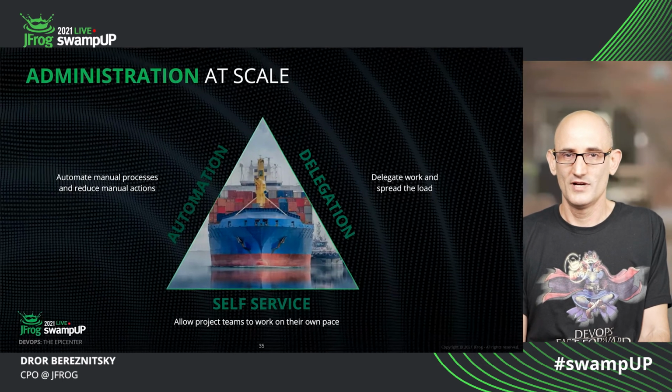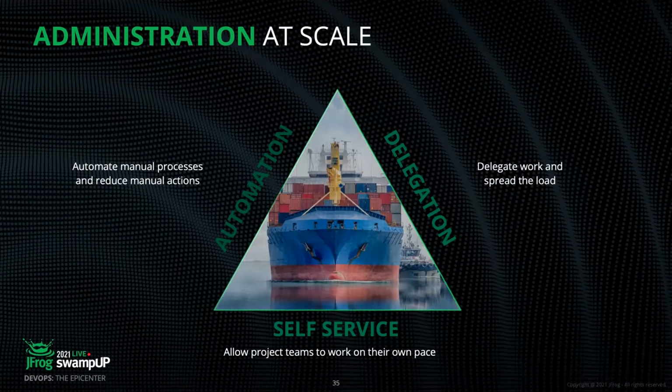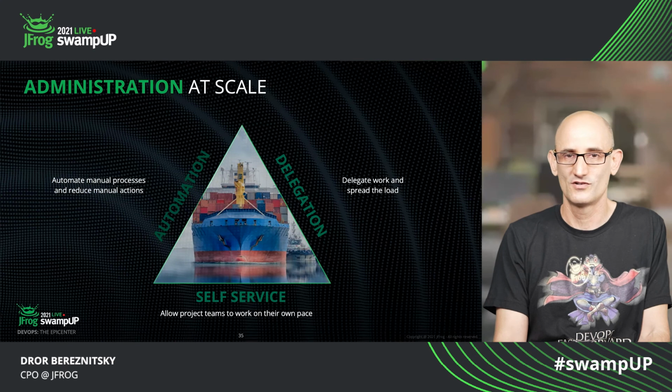And there are a couple of ways you can optimize and reduce the load on those teams. First, you can always automate. Basically, automate manual processes and eliminate any manual action performed on the way. Second, you can delegate work to the project teams or to the project leads, and by that spread the load from your platform administrators as much as possible. And finally, you can provide self-service to allow teams to work in their own space.